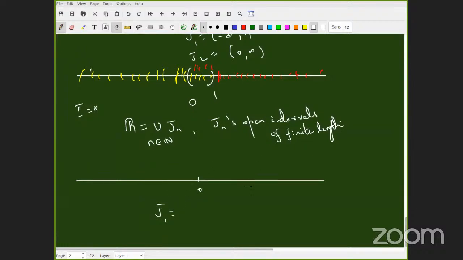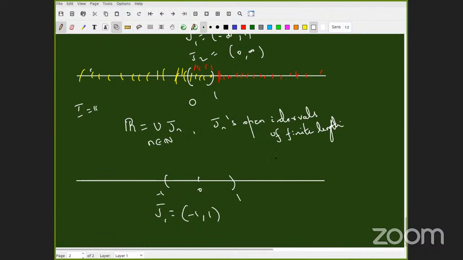Rahul, yes. Sir, open interval (0, ...). Okay, let's do it like this. There are plenty of ways of doing it. It's not unique. So I'll give it like this. I will start with (-1, 1). Okay, fine. Can you think of what J2 should be?